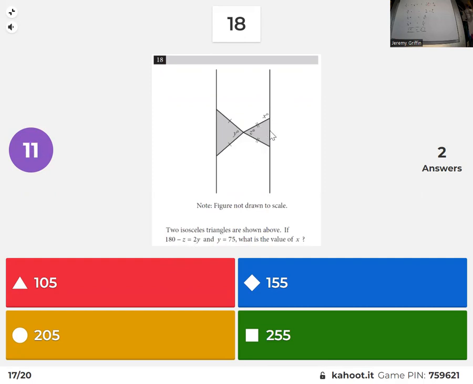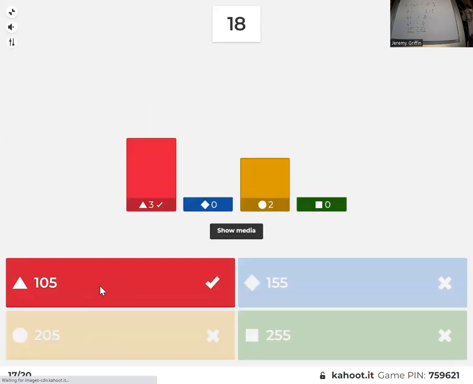Make sense? And if that's true, we're trying to figure out x. Here's 180 degrees. 180 minus 75 is 105. The answer is the red one.